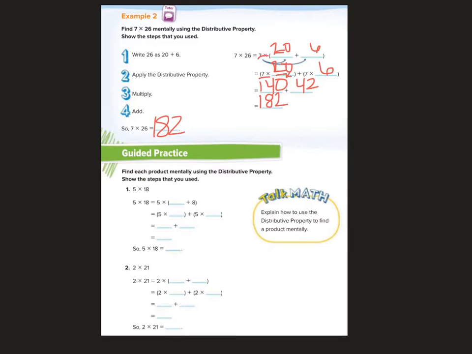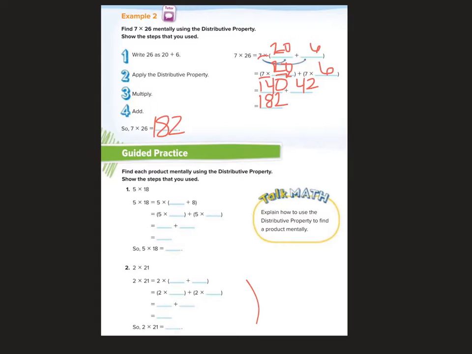And now let's look at the guided practice problems. So it says find it mentally. Now, in order to get good at it and be able to do it mentally, first we have to practice writing down every step. Okay, that's kind of how we're going to get to that point of doing it mentally. So I know it says mentally, but yes, I want you to show each step along the way.